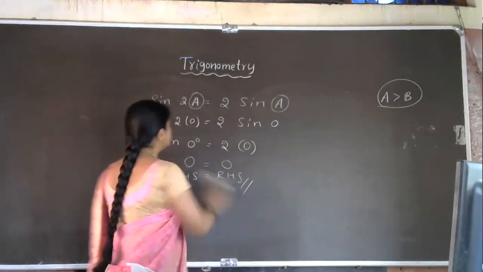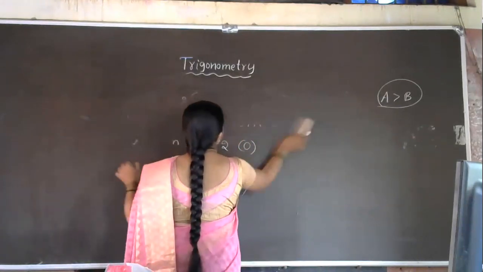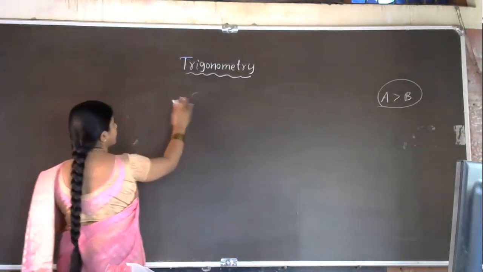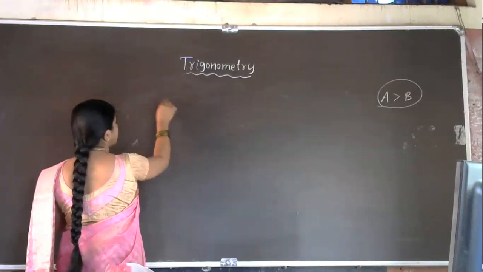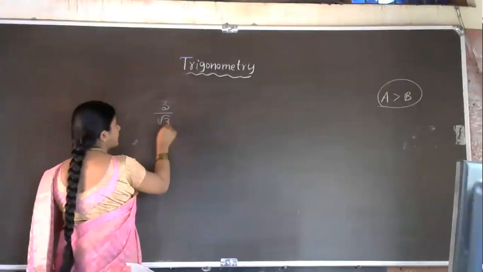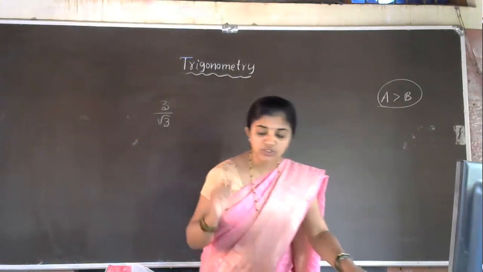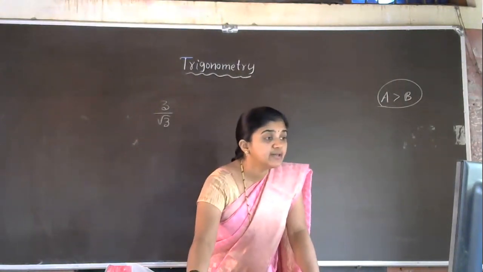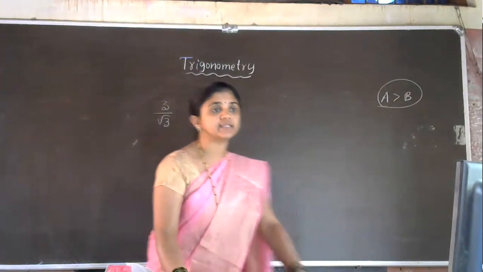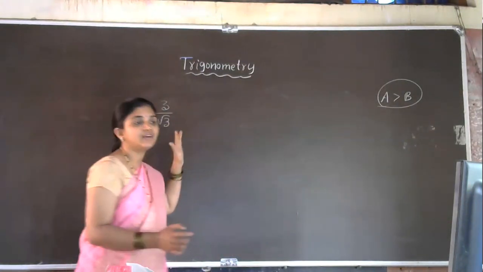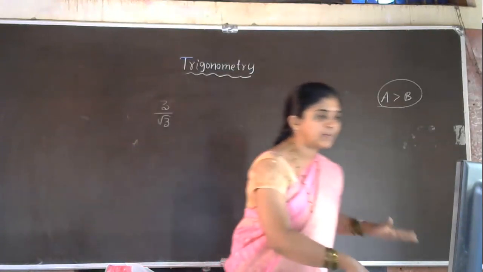Okay. See here. 3 by root 3. How did we actually get it? How did she get the root 3 answer for this 3 by root 3? Which method do we have to apply here?